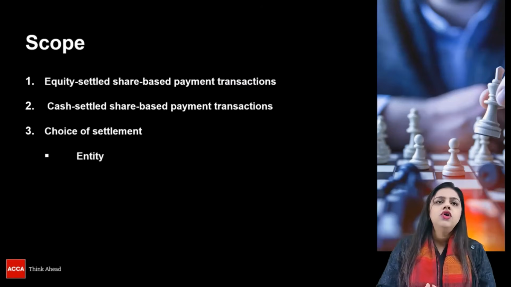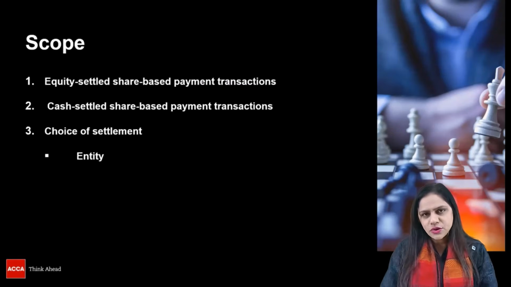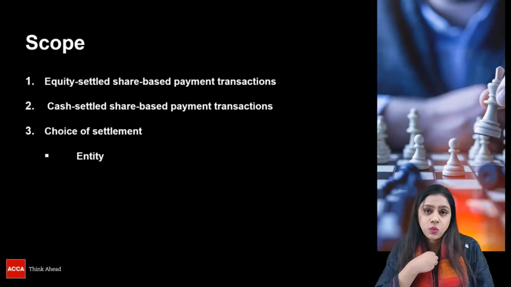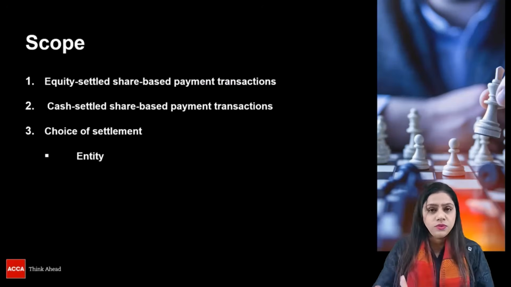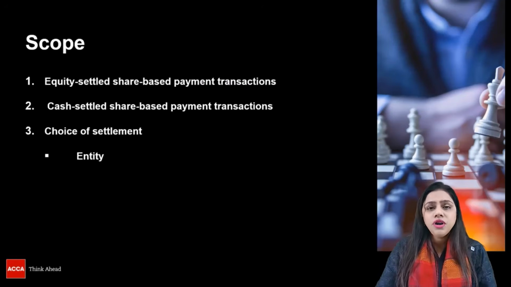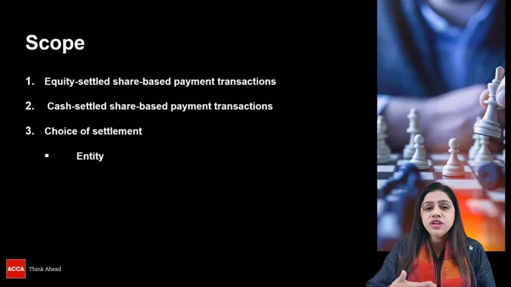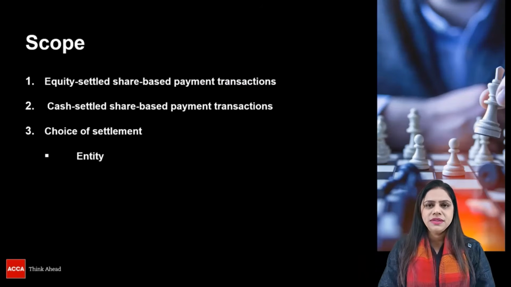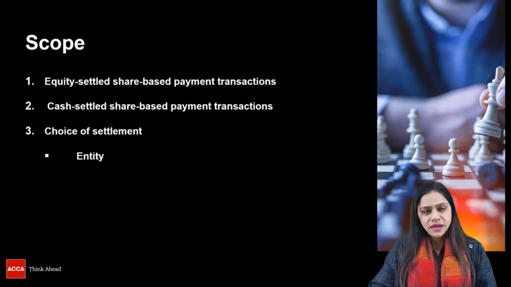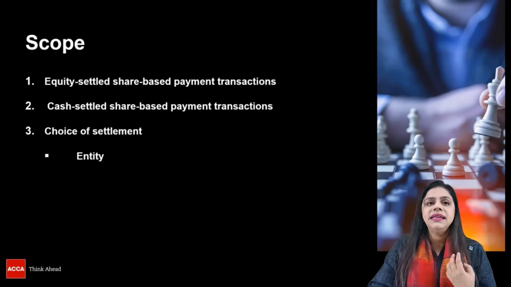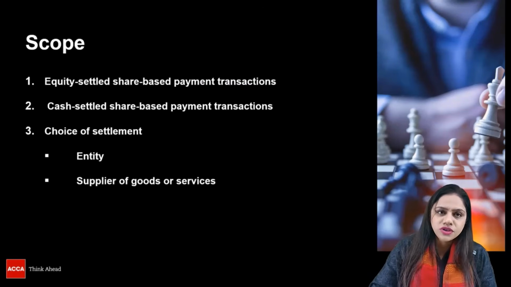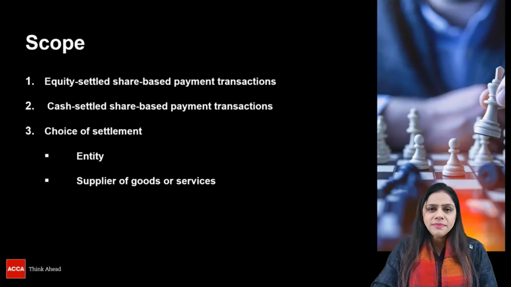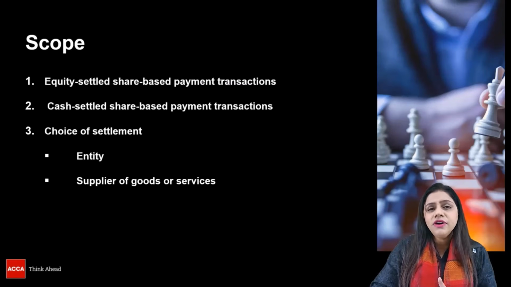Now over here, who has the choice? There are two scenarios. The standard says either we can have the choice as to whether we want to make an equity settled transaction, so we directly want to give equity instruments, or we want to give cash, which is equivalent to the value of those equity instruments. So in this case, there are two scenarios. Either the company itself is going to have the choice, or the supplier of goods or services is going to have the choice.